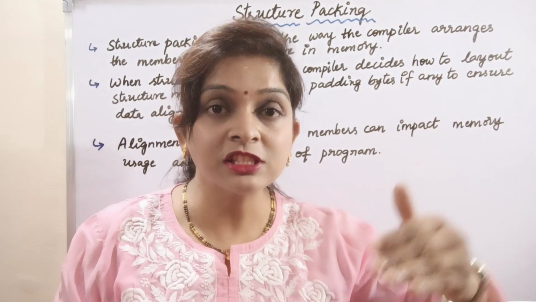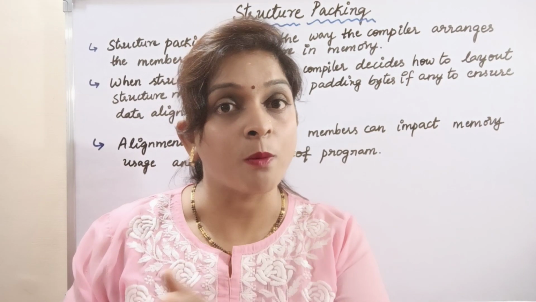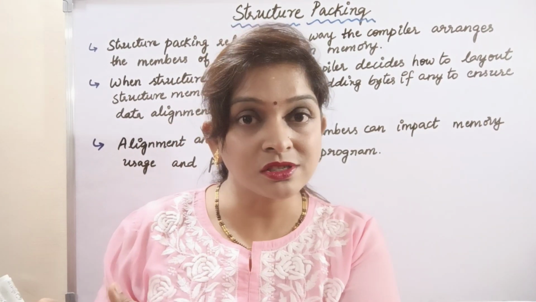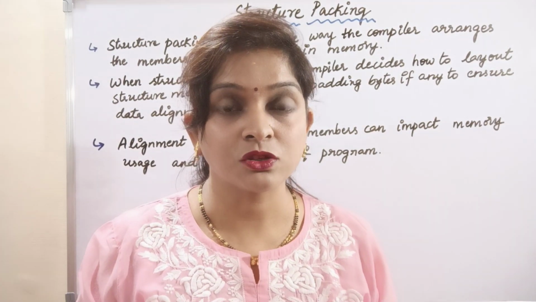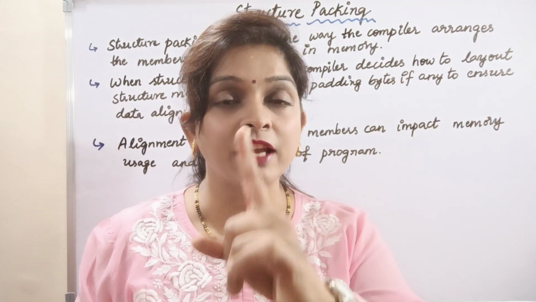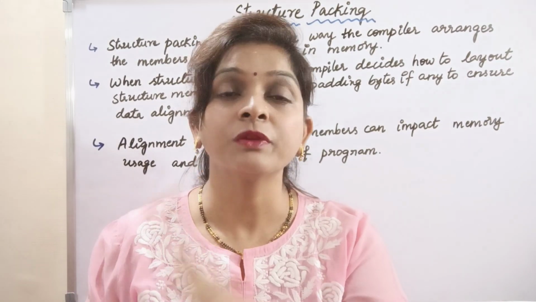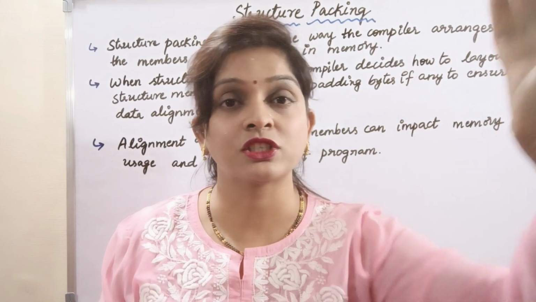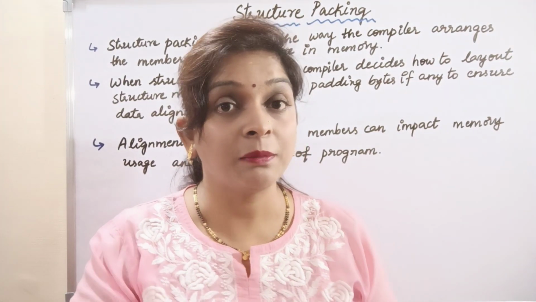So the members that we have in the structure have to be aligned properly in the memory so that the CPU, the processor, can access the data properly. If in one cycle it is accessing one word of data, with respect to a 32-bit machine, 4 bytes of data will be fetched at one stretch. We have discussed these things in the previous video.